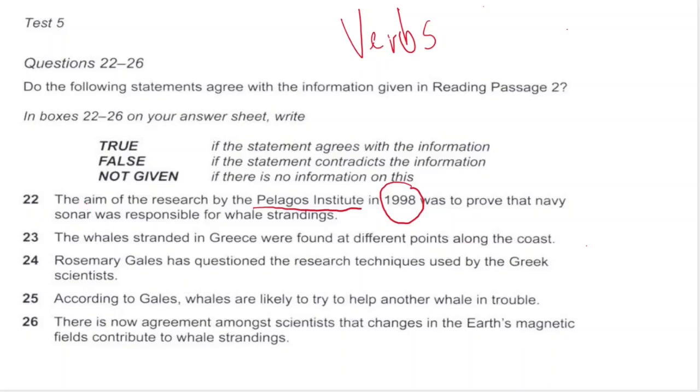So here the first important information is aim. What's aim? Aim means the purpose. The purpose of this research was what? Was to prove that Navy sonar was responsible for whale strandings. So here we have to find the keyword and find that the purpose of this research that was done in 1998 is to prove that Navy sonar was responsible for whale strandings. So let's go back to the passage.